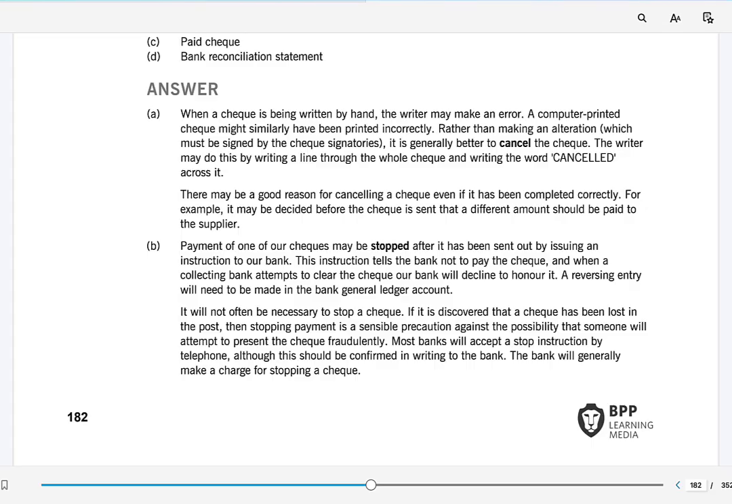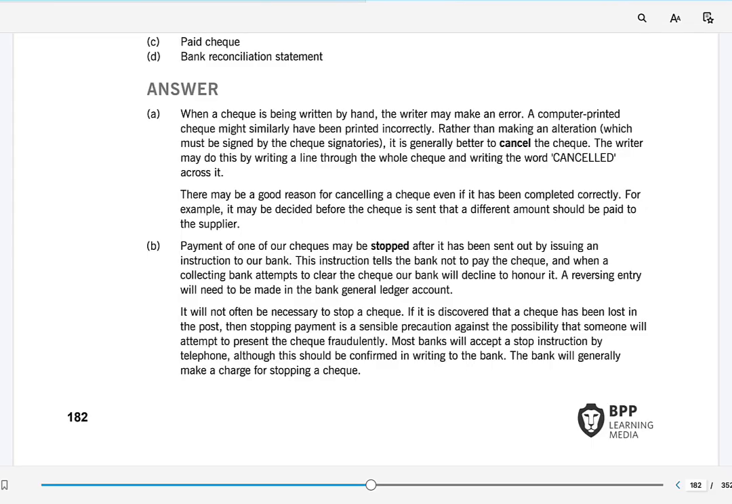How do you stop a check? The business contacts the bank and gives key details such as check number, check date, check amount, payee name, meaning who it was written to. Very important control point. Many banks may accept a stop request by telephone, but the instruction should be confirmed in writing as well. Also, banks often charge a fee for stopping a check.